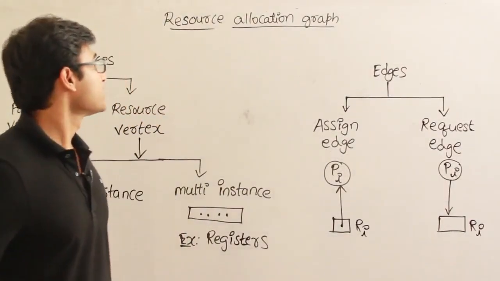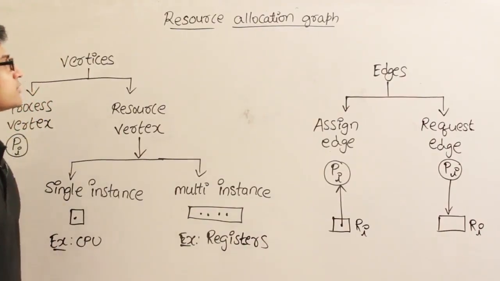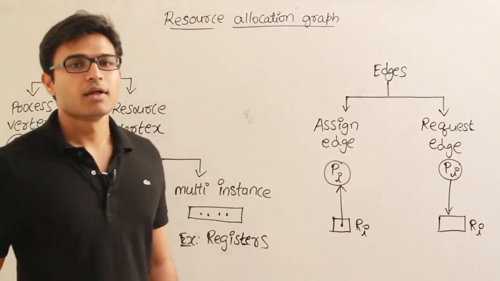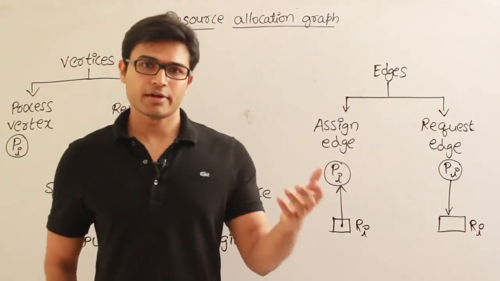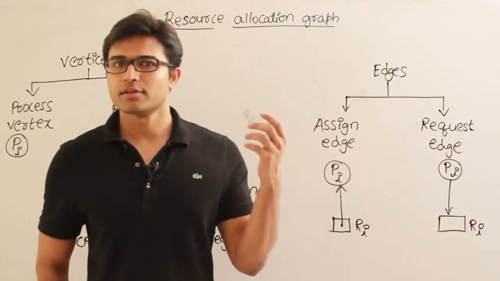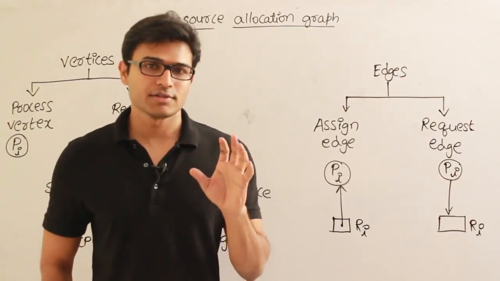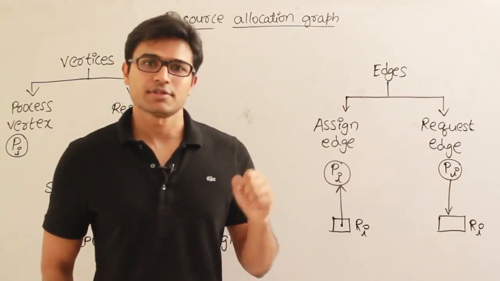Now let's examine this resource allocation graph. Sometimes a resource allocation graph is going to be useful. Till now we have been using tables like allocated, request, and available, all those things, to understand the state of a system.